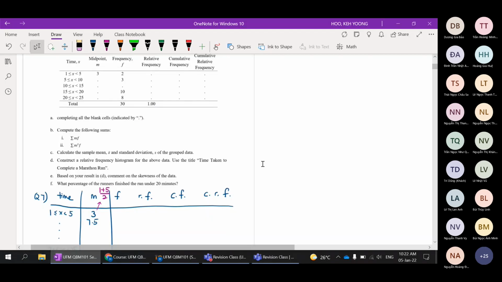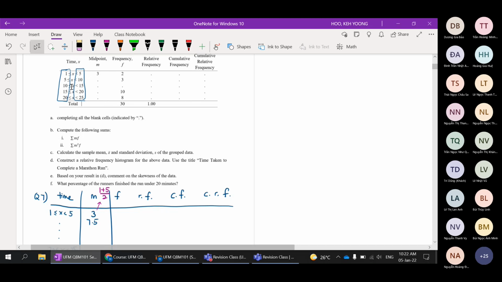So for the second class, the midpoint is 7.5, 5 plus 10 divided by 2. So, what is the lower limit? I explained this yesterday. The lower limit is the smallest value in the class interval. The upper limit is the largest value in the class interval. So you add them together, divide by 2, you get the midpoint.